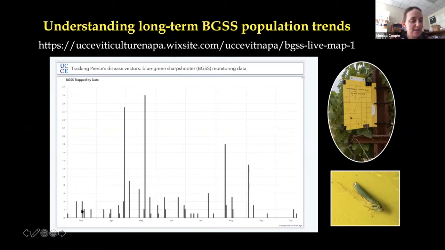So you can see that in 2020, we had a peak in April and May, which would be expected because that's when the sharpshooters are moving from overwintering habitat into the vineyard. And then in August and September, we had another small peak, which is the summer generation that's both moving within the vineyard and then moving out of the vineyard towards the overwintering habitat.